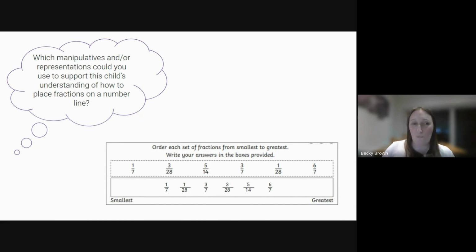and then scale that up to 28 and change it. So yeah, fraction wall is the go-to, but there are lots of other things you could do to support understanding that. You might not have a fraction wall, so it's about thinking about what you could use that you might have just in your classroom if you don't have fraction walls, of course.